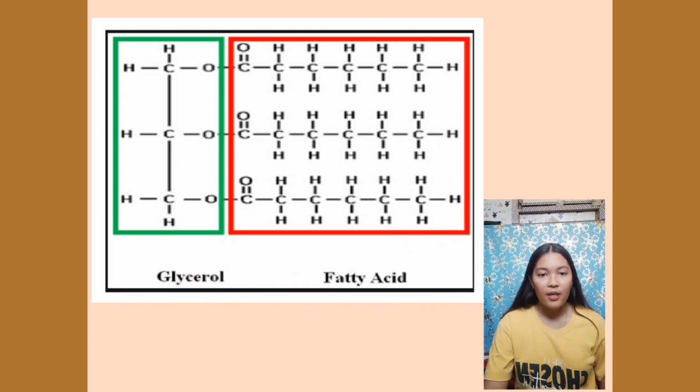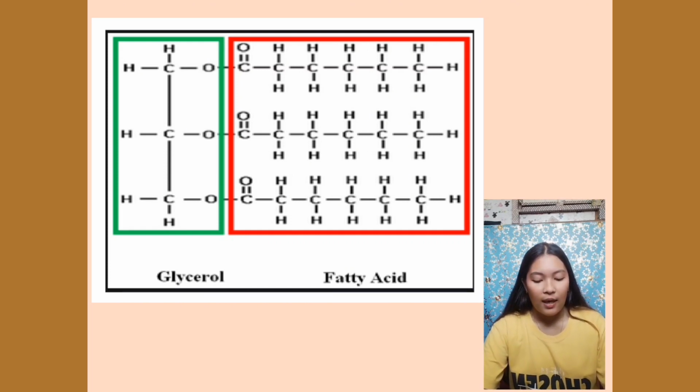And then we have here the structure of glycerol and the fatty acids. So first is the glycerol. Glycerol is an alcohol with three hydroxyl groups. As shown in the picture, the glycerol molecule has three chains attached to it. And then the fatty acid is a carboxylic acid with a long aliphatic tail. The fatty acid chain shown in the picture is 4 carbons long.